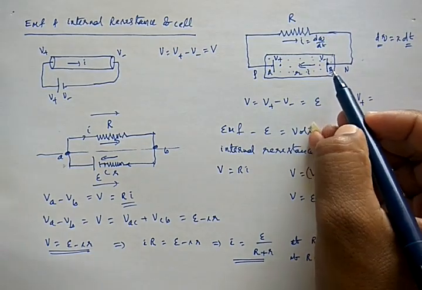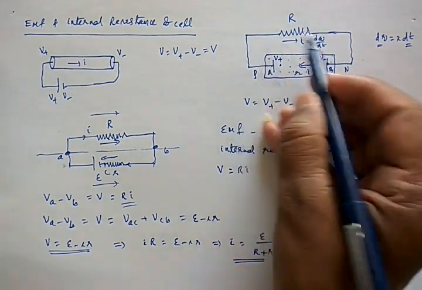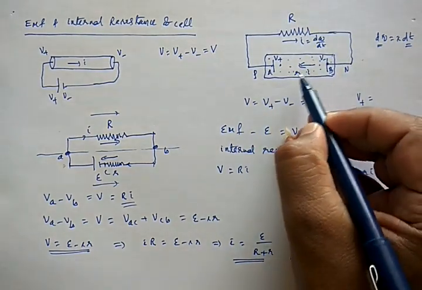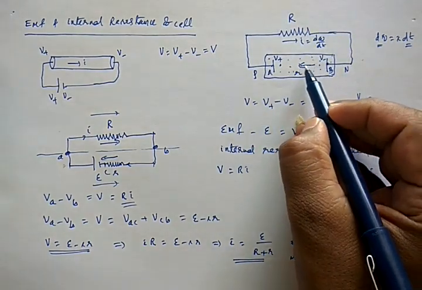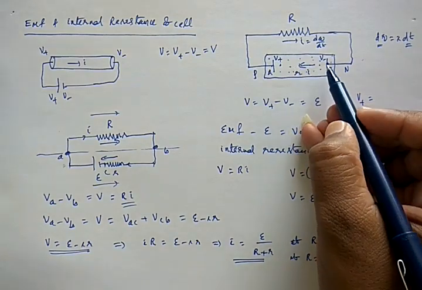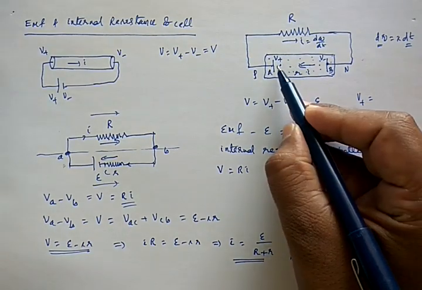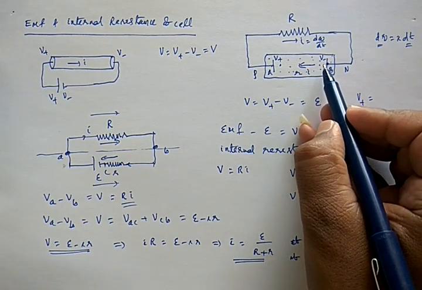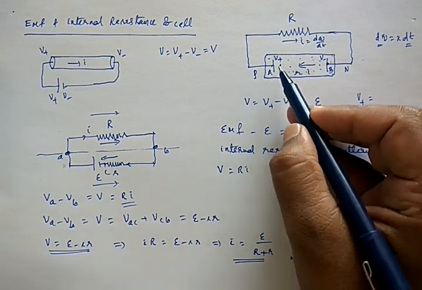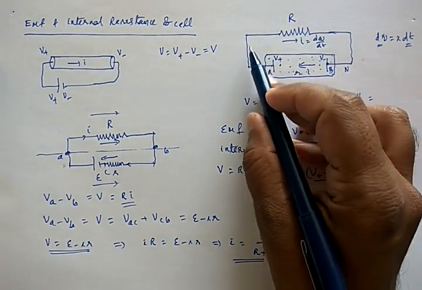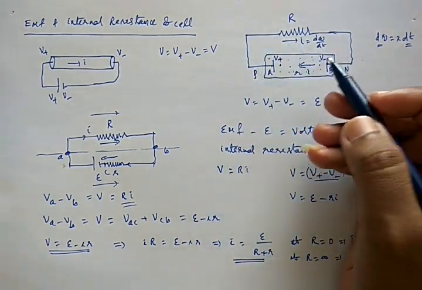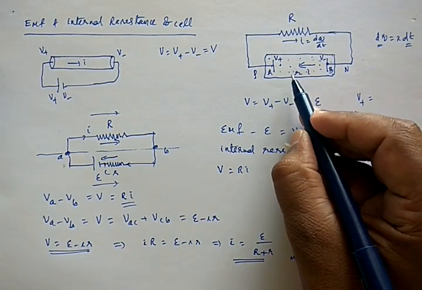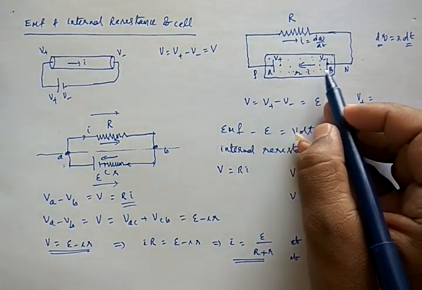Outside the battery, current is going from the high terminal to the low terminal. And inside the battery, current is going from the low terminal to the high terminal, or low voltage point to high voltage point, or less potential to high potential, right? And here it is going from high potential to low potential. So this is what happens. Sometimes current can also go from high potential to low potential inside the battery.